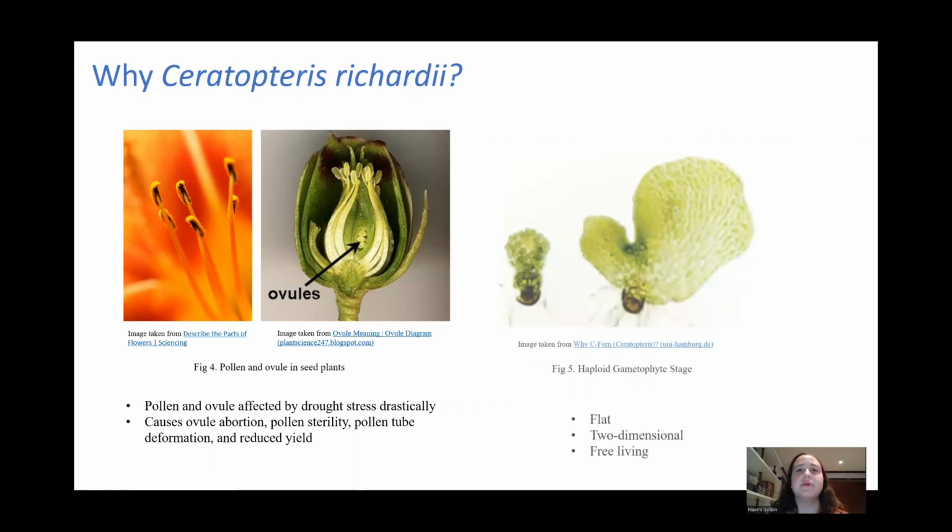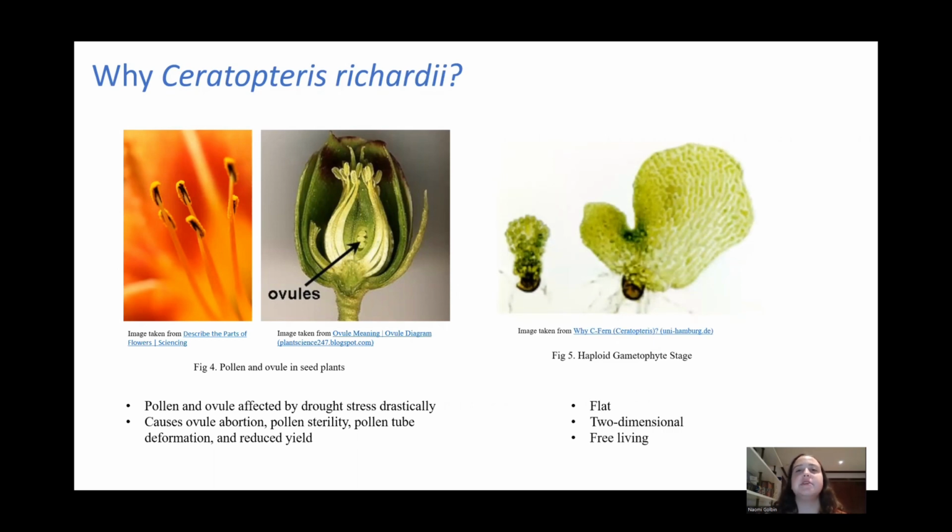In order to study the gametophyte stage, we chose to use the gametophytes of the seedless fern Ceratopteris richardii. Gametophytes of this fern are free-living and two-dimensional, and therefore easy to study. We focus on the gametophyte stage to characterize the ABA receptors.